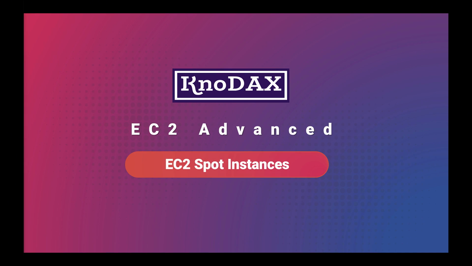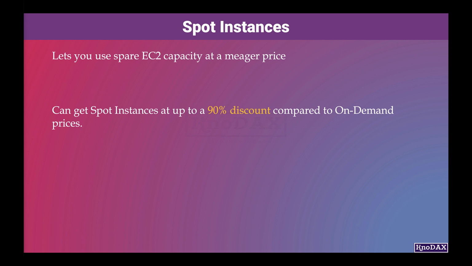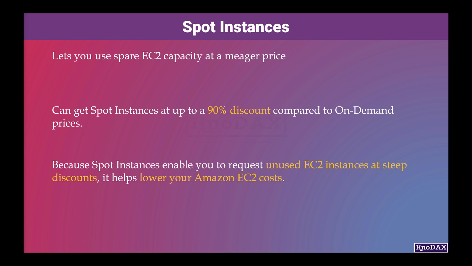Welcome back. This video is about EC2 Spot Instances. Spot Instances let you use spare EC2 capacity at a meager price, up to 90% off the price of on-demand instances. You can get Spot Instances at up to a 90% discount compared to on-demand prices. Because Spot Instances enable you to request unused EC2 instances at steep discounts, they help lower your Amazon EC2 costs.